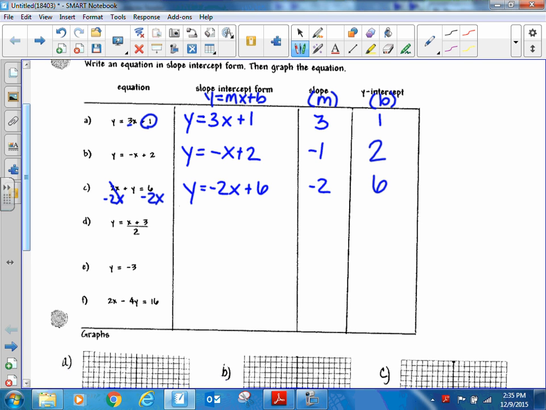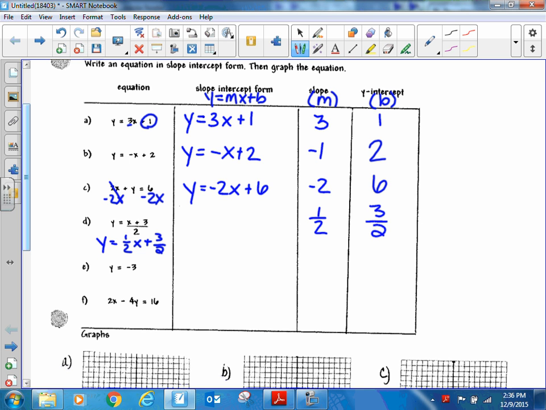Next, D. I am going to break this into different terms so we can see what our m and our b are. So y equals 1/2 x plus 3 over 2. I just shared that denominator with both of those terms. So my slope is going to be 1/2, and my y-intercept is going to be 3 over 2.